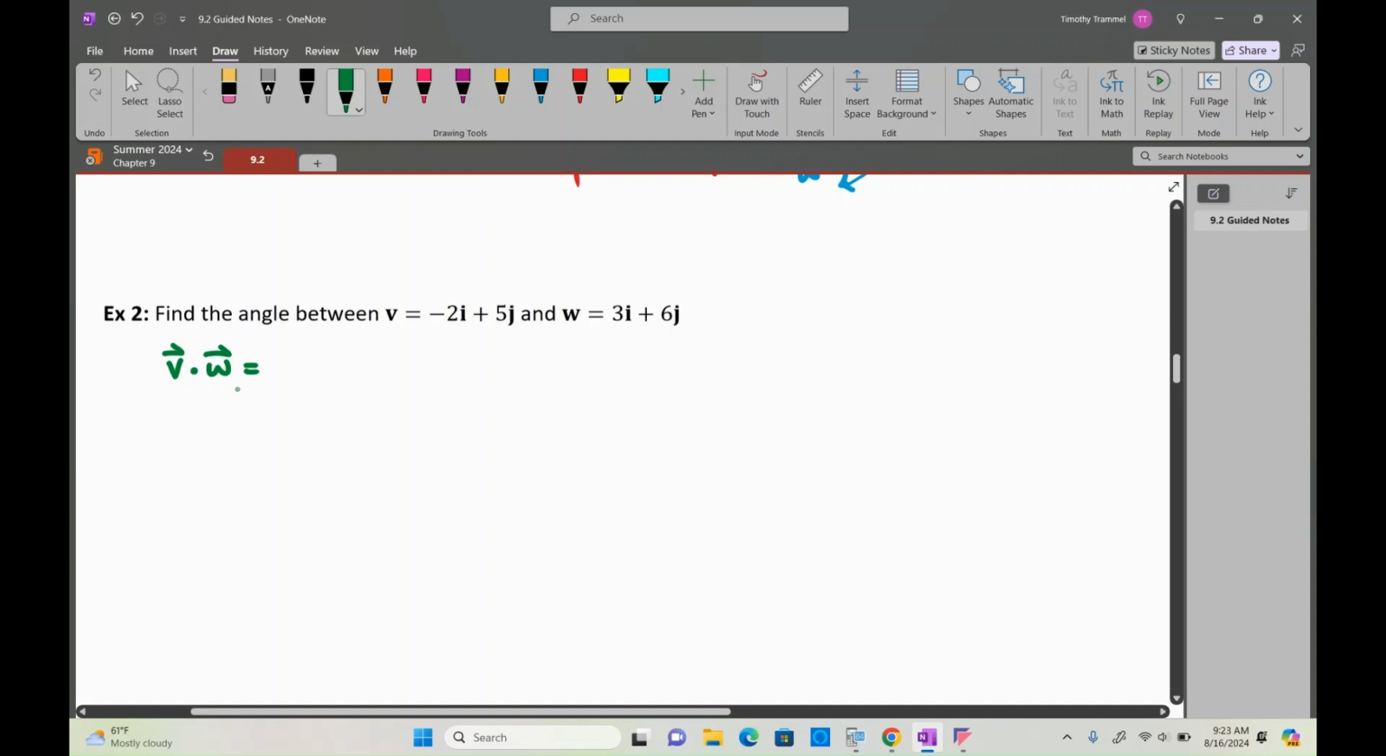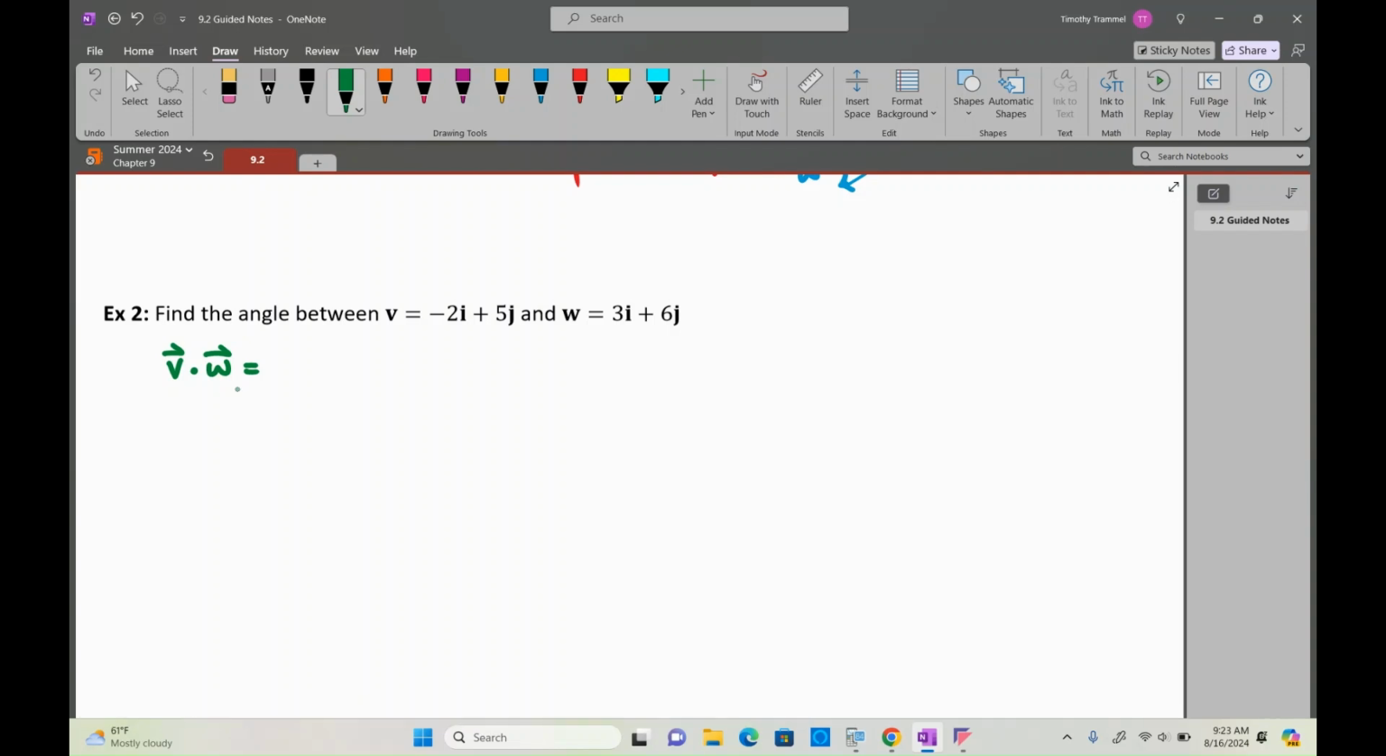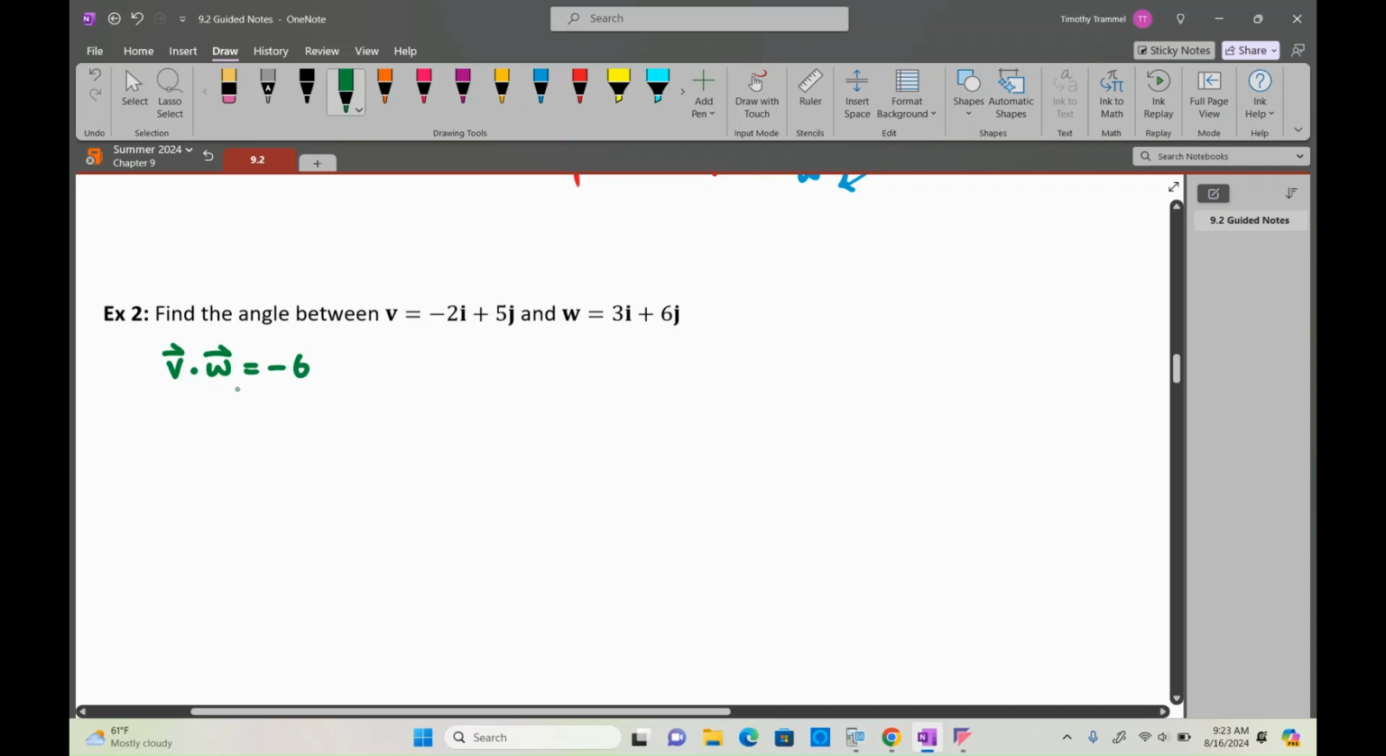So what we have is minus 2 times 3, which gives us a minus 6. And then a 5 times 6, so that's 30. So this gives us 24 for the dot product. Now we need our magnitudes. So we need the magnitude of v. If we square 2, that gives us 4. If we square 5, that gives us 25. So this comes out to the square root of 29.